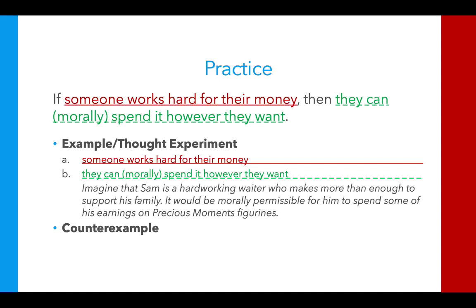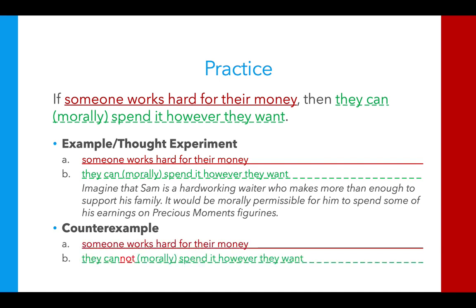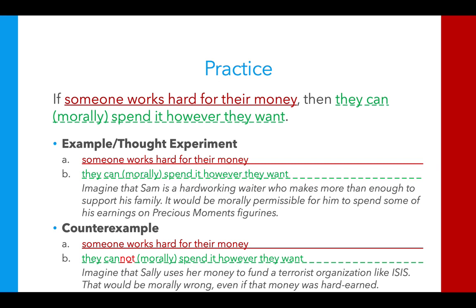What do we need for a counterexample? Well, we need someone who's working hard for their money, but who cannot, morally speaking, spend that money however they want. So what would an example look like here? Again, maybe you want to pause, try it out, see if you can come up with a good example. The example I came up with off the top of my head is: imagine some other person, Sally, who used their money to fund a terrorist organization like ISIS. That would be wrong, even if her money was hard earned. So just because someone works hard for their money doesn't mean they can spend it however they want. Sometimes there are things you can't spend your money on.